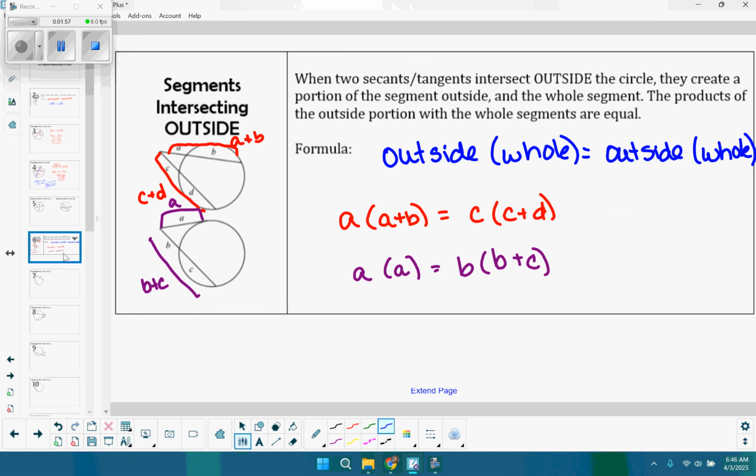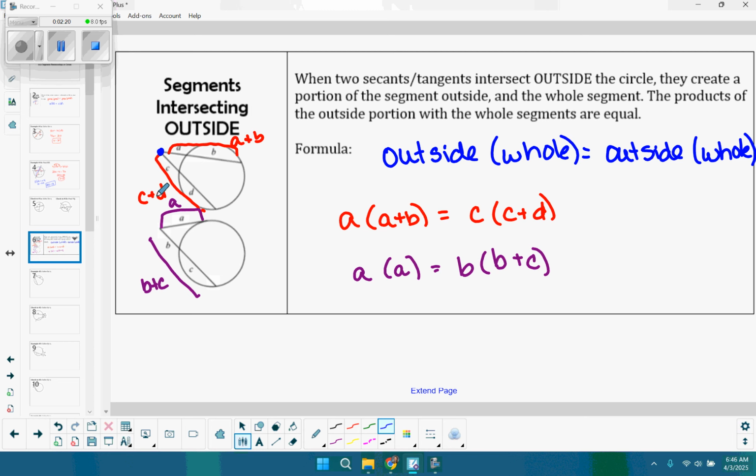The other thing that can happen is the segments can intersect outside instead. When we say they intersect outside, we mean that they meet at a point that's outside of the circles. So that's going to be two secants or a secant and a tangent. When this happens, we now have part of our segment that's outside and part that's inside, or we could really think of it as the whole thing still.